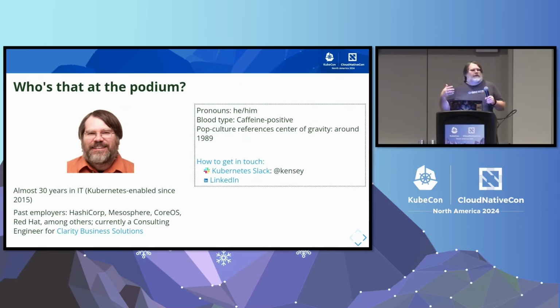So who am I? My name is Joe Thompson. I've been working in IT overall for almost 30 years, depending on how you count. I usually count from December of 1995. That was my first full-time paying IT job. Along the way, to get to today, I've worked for Red Hat, CoreOS, Mesosphere, HashiCorp, some of the names people in the room might know. Currently, I am a consulting engineer for a company called Clarity Business Solutions. They're based fairly near DC, and the part of the company that I work in is their MongoDB partnership. We provide escalation support for MongoDB customers, among other things.